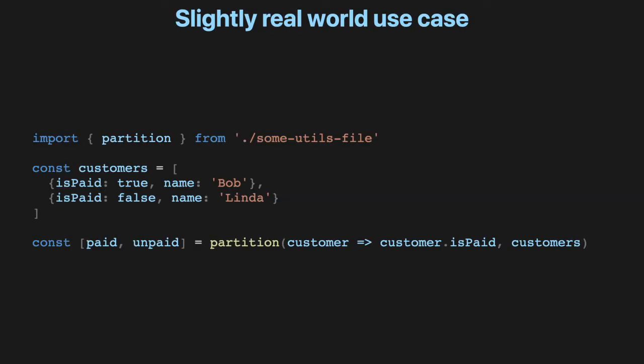But why might we use this? Here's a slightly real-world use case. We have this array of customers that have an isPaid property and a name property, and we want to segment this array into an array of customers that have paid and those that have not. And we can use partition for that.